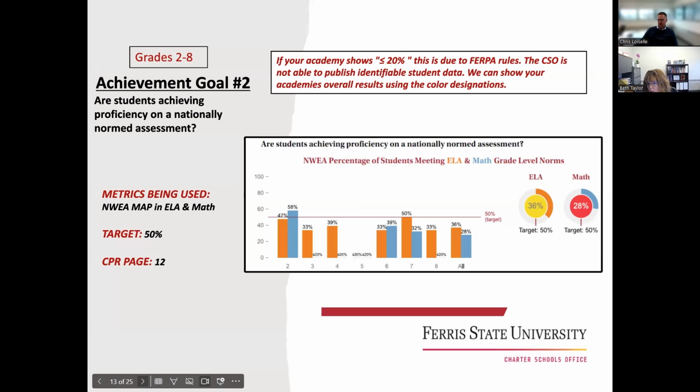One thing you will notice though, if you have on your graphs or circle graphs a greater than or equal to 20 or less than or equal to 20, any kind of symbol like that, it is due to FERPA rules. The CSO is not able to publish identifiable student data. We can show your academy's overall results, though, using the color designation. Your individual academies do have that information that you can use while working with your students to close your gaps, though.